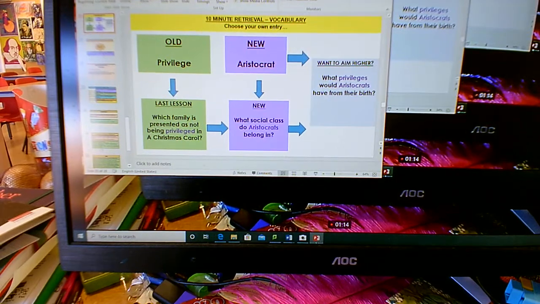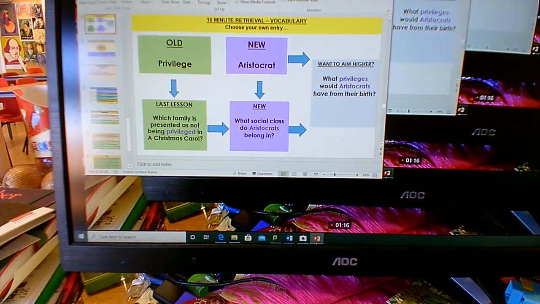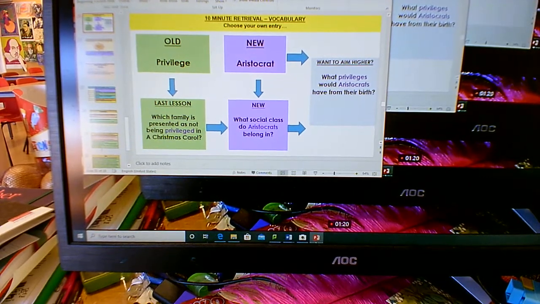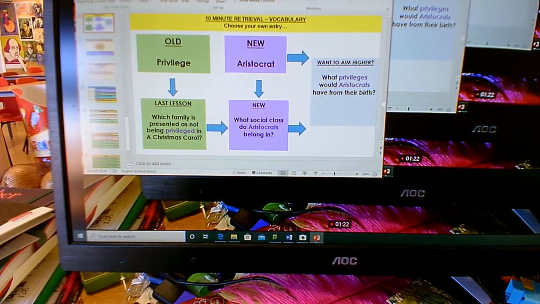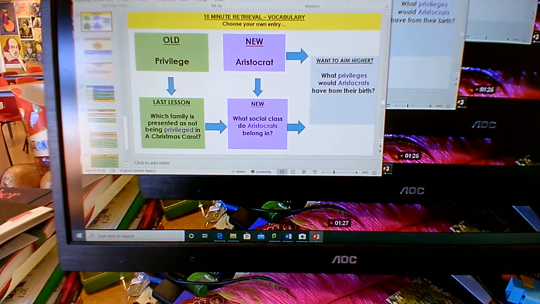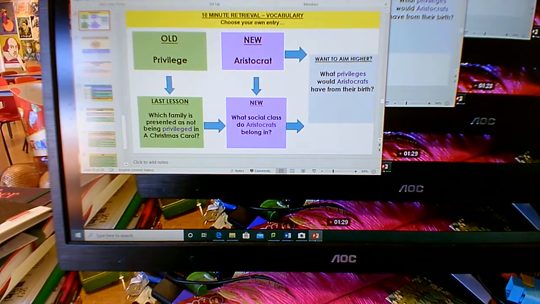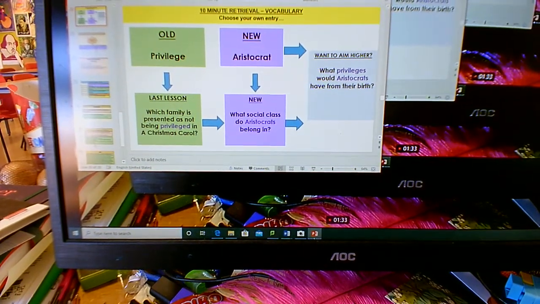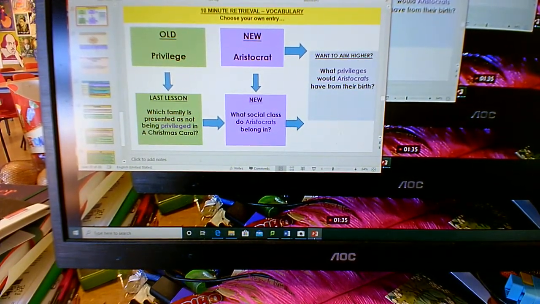So, as usual, you can see the questions that are there. Which family is presented as not being privileged in A Christmas Carol? So, just give yourself a minute to try and remember the answer to that. Remember, you can always pause the video while you're writing as well. And then we're thinking today about what an aristocrat is.